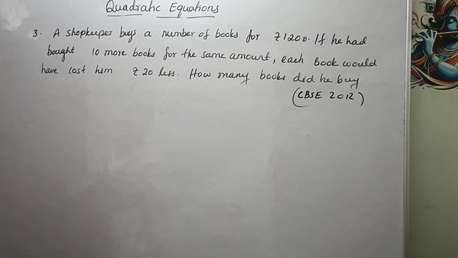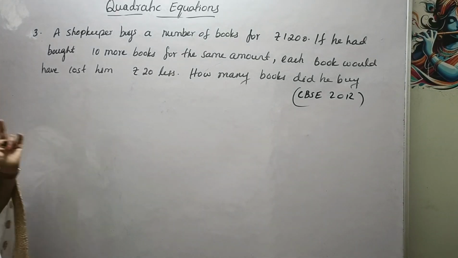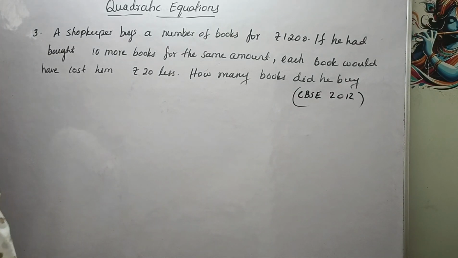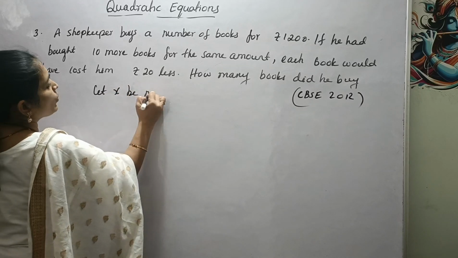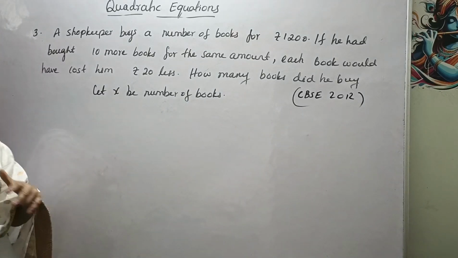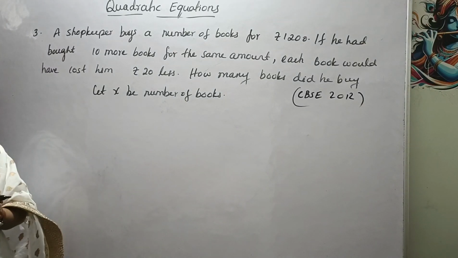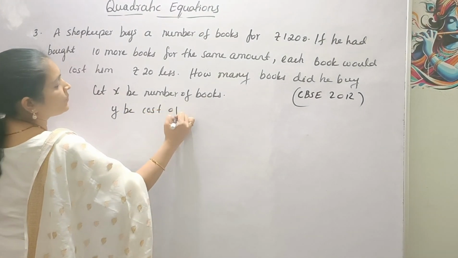A shopkeeper buys a number of books for rupees 1200. If he had bought 10 more books for the same amount, each book would have cost him rupees 20 less. How many books did he buy? Okay, so here the shopkeeper bought some books for rupees 1200. So we don't know what the number of books is, right? So that we have to find. So let x be the number of books. And here we don't know what the cost of each book is. So let y be the cost of a book.